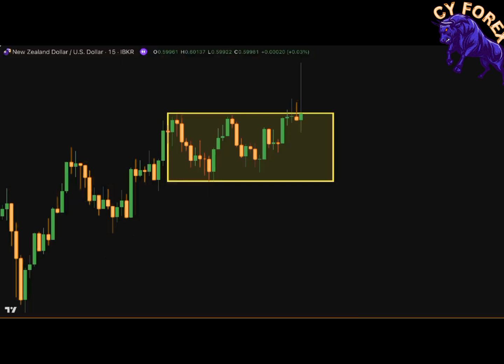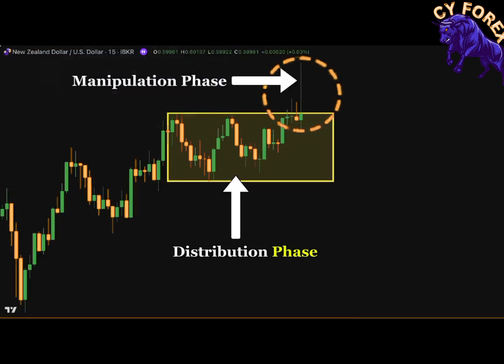First, wait for distribution. Price starts to range after a strong move up. This is where smart money starts offloading positions. Then comes manipulation. Price breaks above resistance, triggering breakout buys and stop losses from sellers. Watch closely. If price closes back inside the range after that breakout, that's your signal. It's a liquidity sweep, not a true breakout.